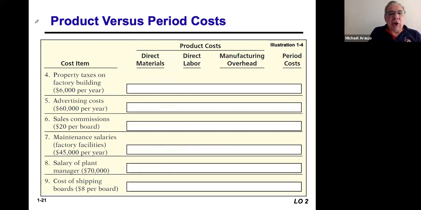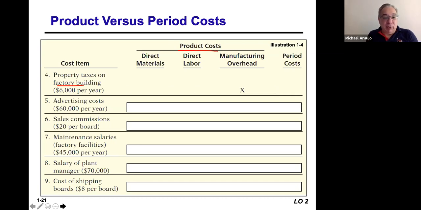All right. So here we have number 4. This is the property tax on the factory building. So we need the factory to make the product. It's a product cost, okay? But it's not material, it's not labor, it's overhead. And so taxes on the building, the actual factory itself, is manufacturing overhead costs, okay?